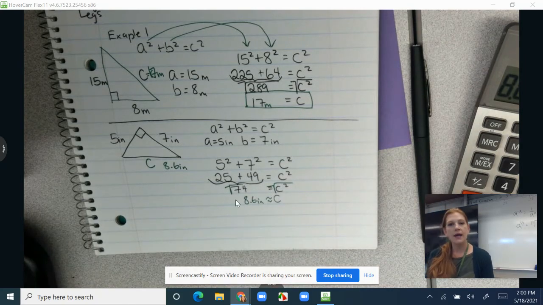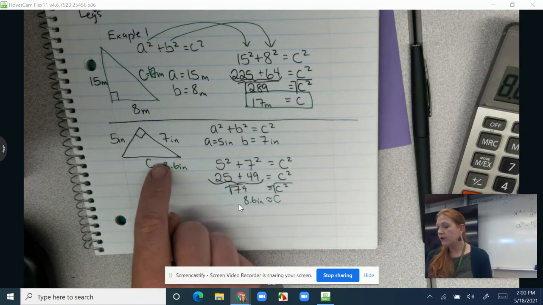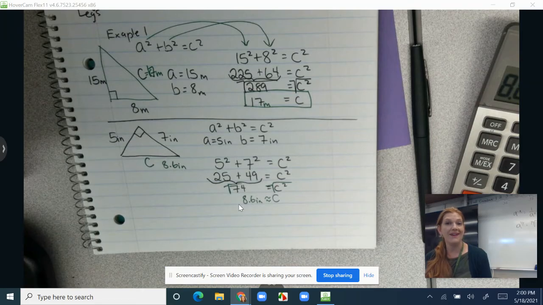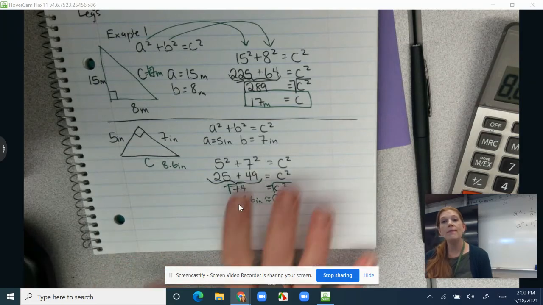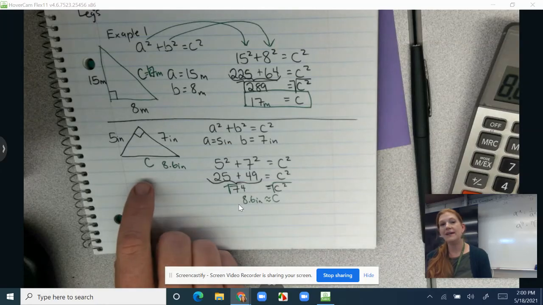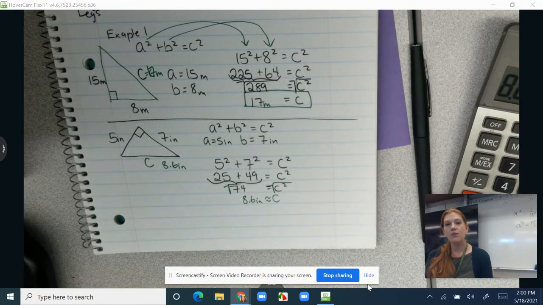Okay? Tomorrow we're going to be learning about if we're given a hypotenuse and a leg, finding the other leg, finding the missing leg. But right now, we know the basics of the Pythagorean theorem. We also know how to find the missing hypotenuse, and we will work from there.